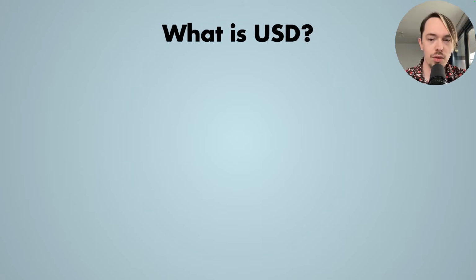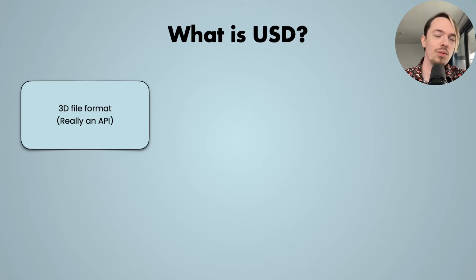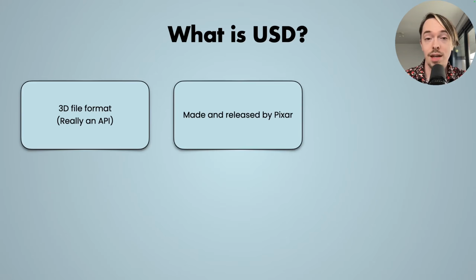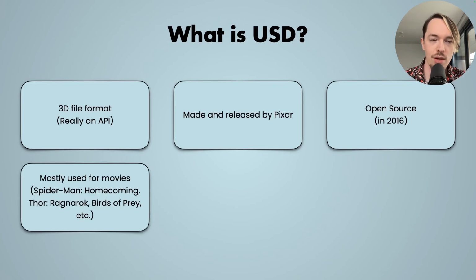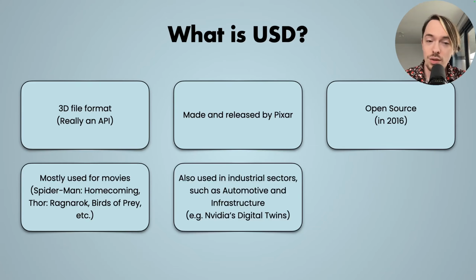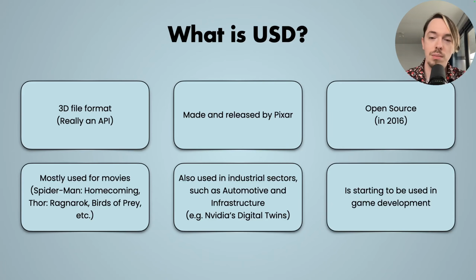So, to talk about USD, it's a 3D file format, really more of an API behind the scenes, under the hood, but it's easy to think about it as a 3D file format for simplicity. It was made and released by Pixar, and it went open source in 2016. It's mostly used for movies like Spider-Man Homecoming, Thor Ragnarok, Birds of Prey, etc. It's also used in industrial sectors such as automotive and infrastructure, like with NVIDIA's digital twins. And it is starting to be used in game development, but only sparingly so far.